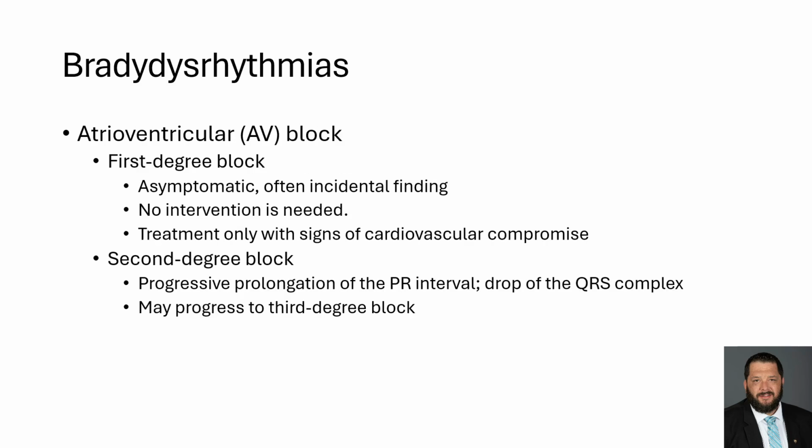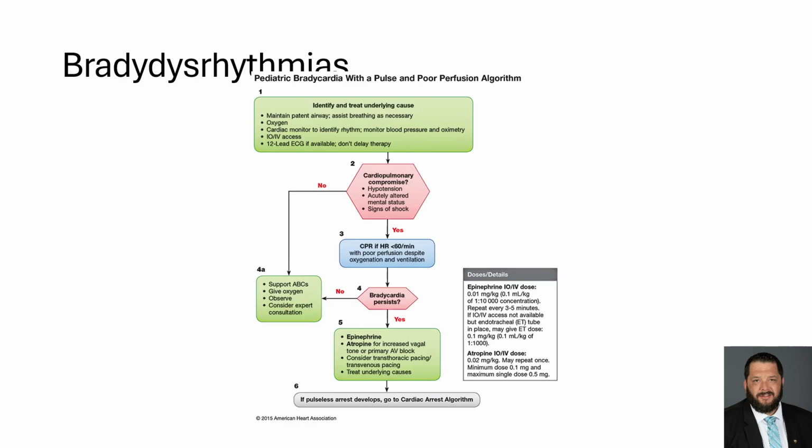For AV blocks, first-degree blocks are typically an incidental finding and are asymptomatic. Second-degree blocks are progressive prolongation of the PR interval. So if you remember from cardiology, for my advanced level providers, you've got that progressive prolongation and then a dropped QRS complex. The biggest concern here is that it may progress into something like a third-degree heart block. A brief mention of your bradydysrhythmia algorithm from PALS here, but we're really going to look at more up-to-date information based on PALS courses.